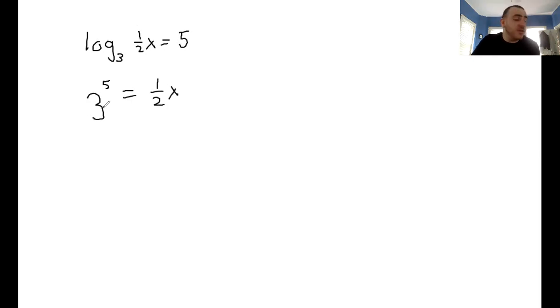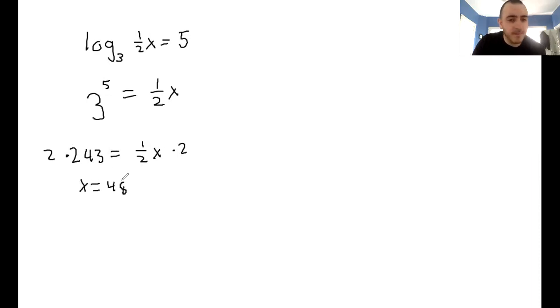Then 3 to the fifth power, I can do that on my calculator. So that's 243 equals 1 half x. Then I'll multiply by 2 on both sides to isolate the x, and I know that my answer is going to be 486.